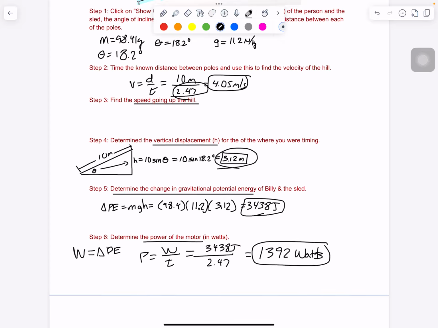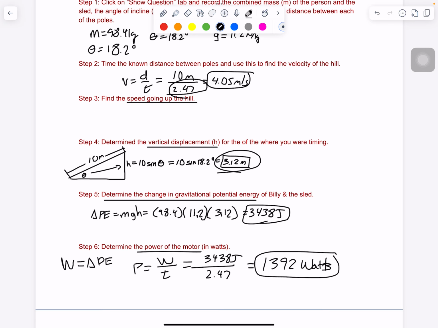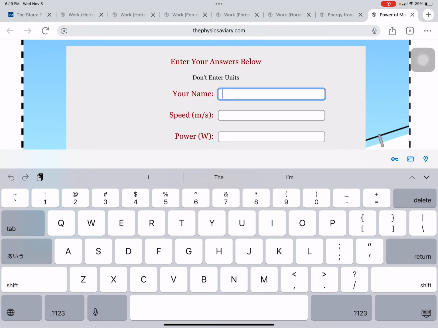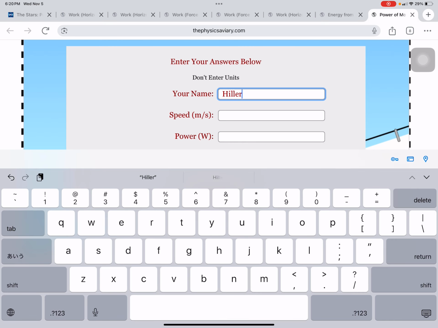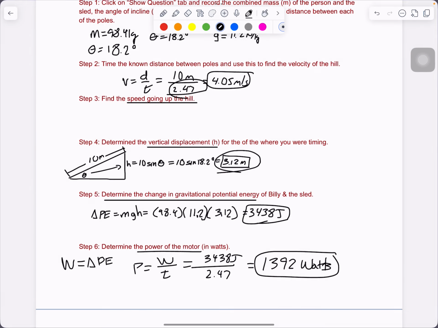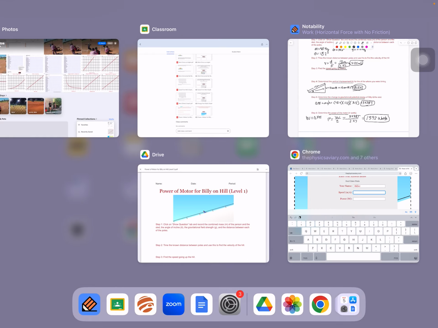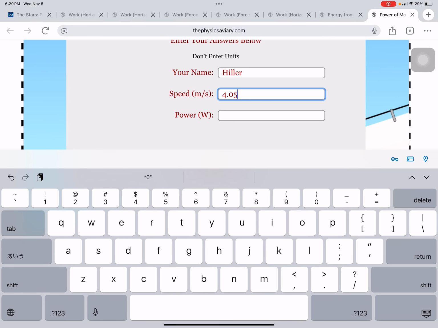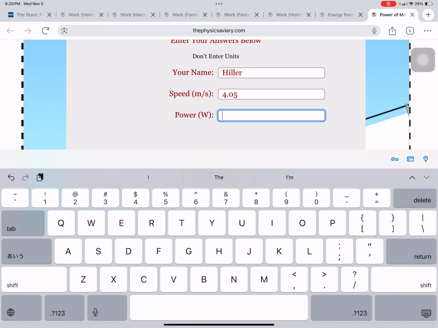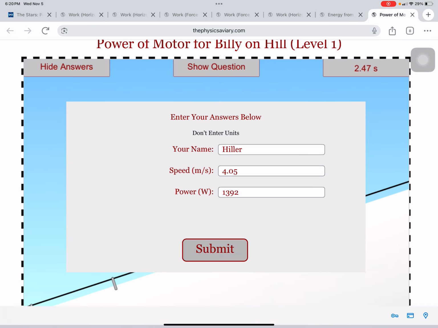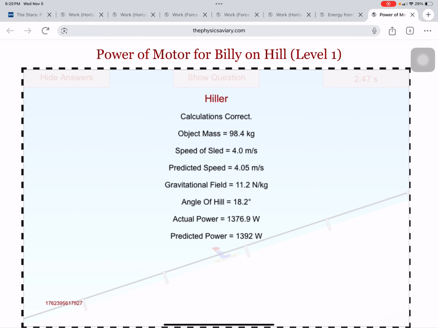Once you have all your data constructed and your calculations done, what you're then going to do is click Enter Answers on the left-hand side. Start with your name, of course. And it's going to ask you for speed and power. So my speed was 4.05, and my power was 1,392 watts. All right, and there you go.